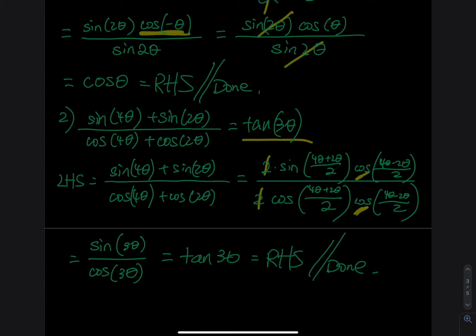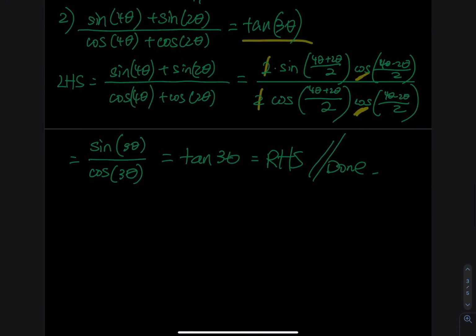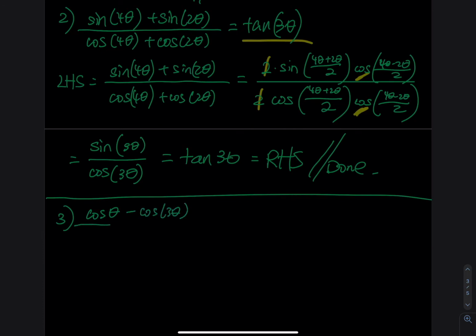Next, we have a cosine theta. So number 3, we have cosine theta minus cosine 3 theta divided by sine of theta plus sine of 3 theta.